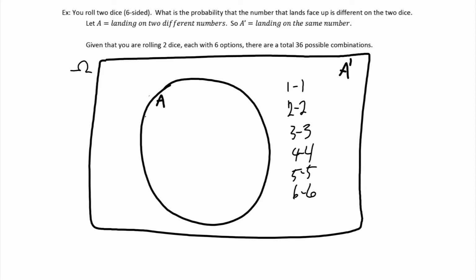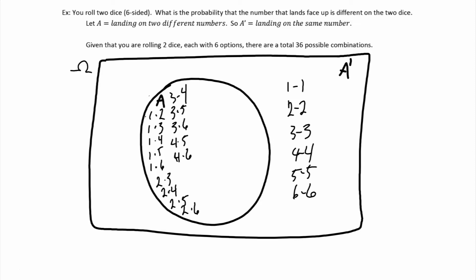Now in the A set, I've got a 1 and a 2, a 1 and a 3, 1 and a 4, 1 and a 5, 1 and a 6, then a 2 and a 3, 2 and a 4, 2 and a 5, 2 and a 6, then a 3 and a 4, a 3 and a 5, 3 and a 6, then a 4 and a 5, 4 and a 6, then a 5 and a 6. So that's assuming that dice 1 started off with a 1 and dice 2 had a 2. And now we flip them around as if they went the other way.